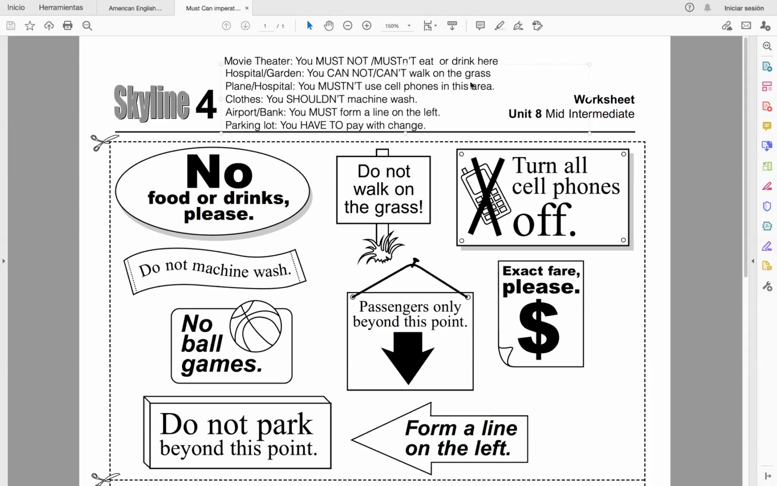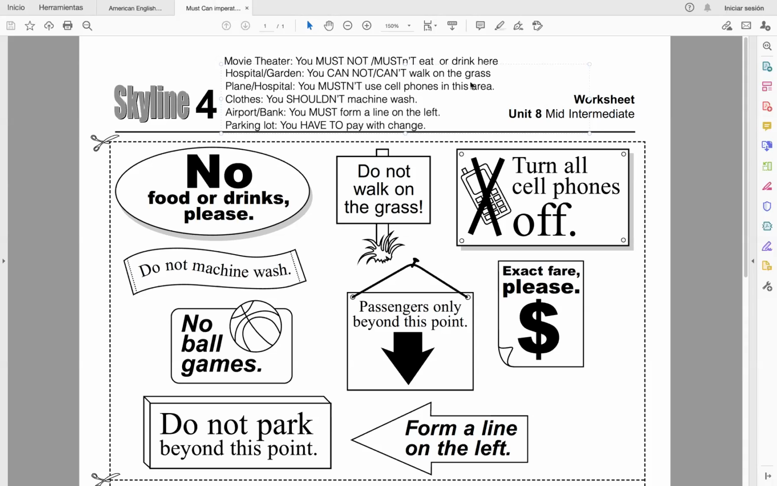But look at the last two, airport or bank. You must form a line on the left. What is that? It's an obligation. Excellent, very good. And the last one, parking lot. You have to pay with change. Obligation again. Very good.